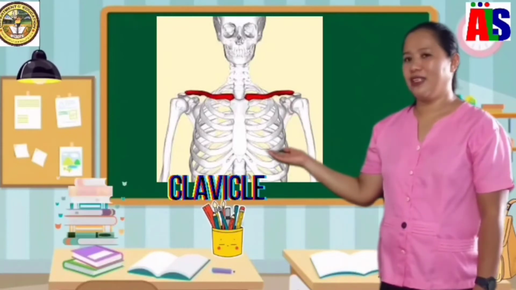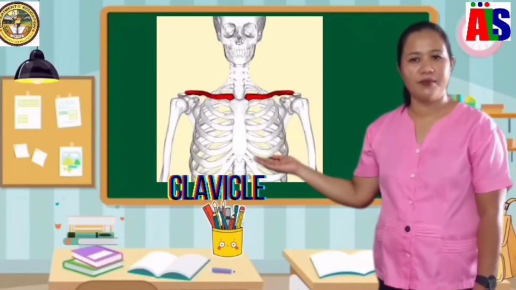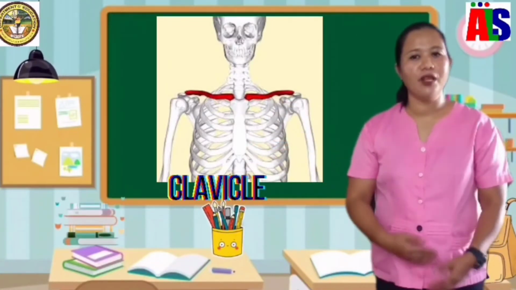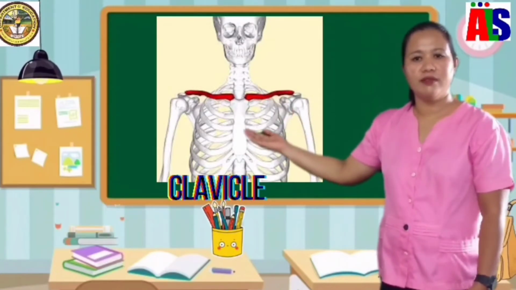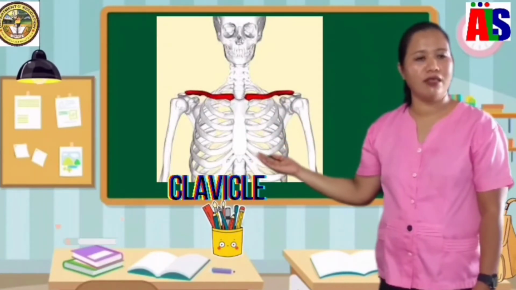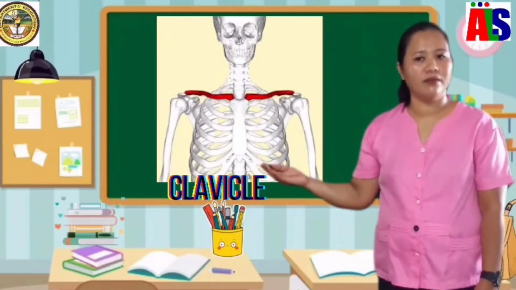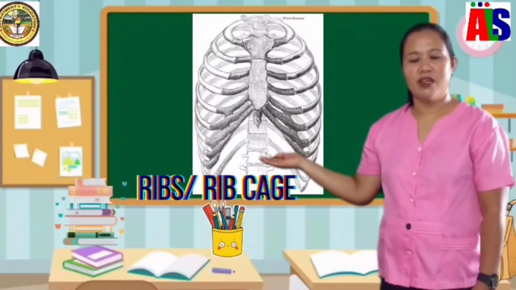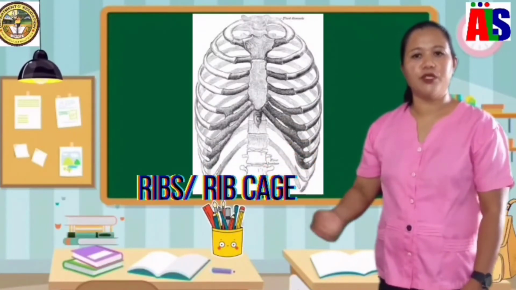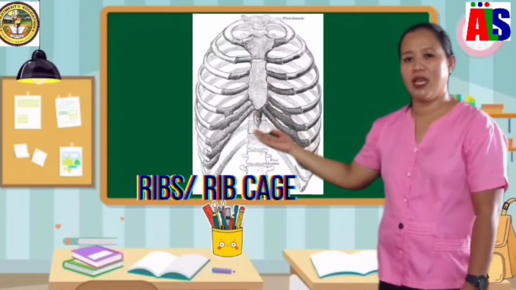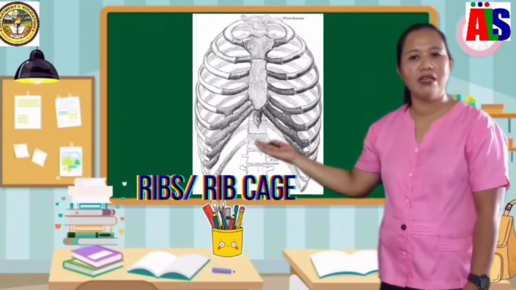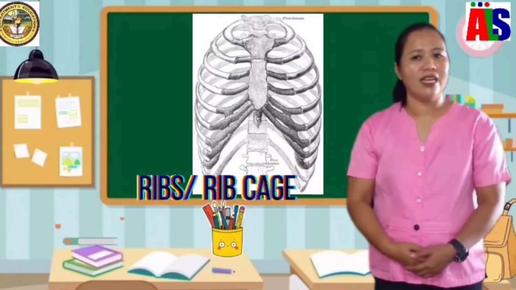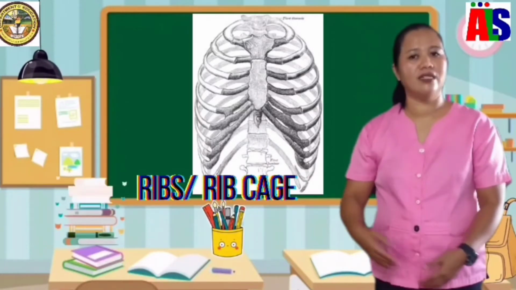Then the clavicle. The clavicle links the scapula, sternum, and cartilage. The scapula is the triangular bone that is protected by surrounding muscles and commonly called the shoulder blade. Then the ribs or the rib cage protects the delicate heart and lungs so that they will not be damaged by accidents. The sternum is a flat bone that connects the ribs.